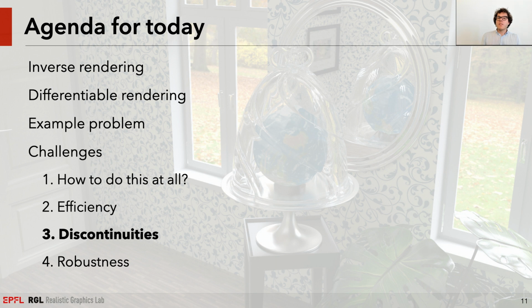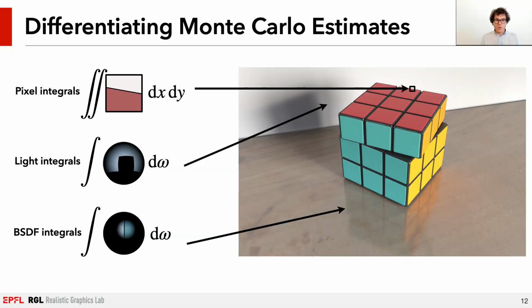And in the last few minutes, I'd like to touch on two more points, which are discontinuities and robustness. So let's start by talking about these pesky discontinuities due to visibility changes. You'll find those basically everywhere in a physically based renderer: in integrals over pixels, that's the top example here, or also directional integrals involving the light sources, for instance, to compute smooth shadows, or interreflection involving the scene materials.